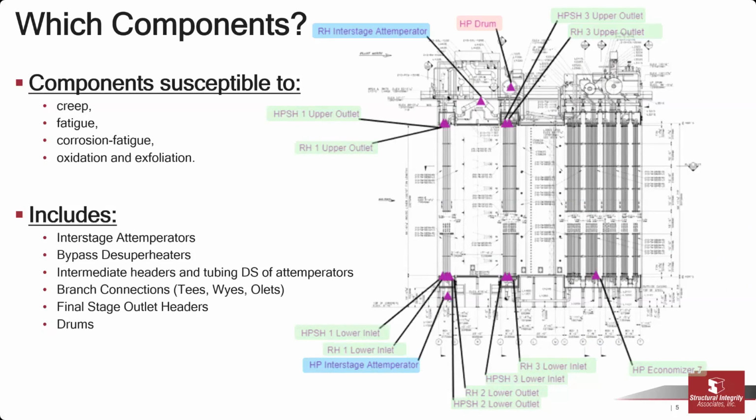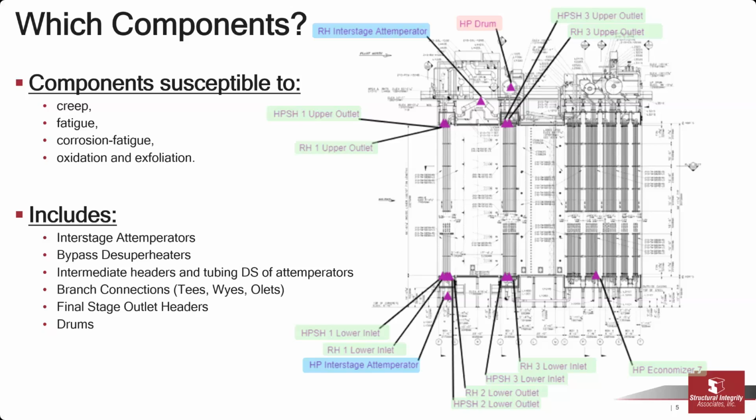Anywhere you expect to have a large temperature differential that could cause stress and cracking, we want to monitor that component. And you also have the capability to look at your creep fatigue interaction and corrosion fatigue, and then oxidation and exfoliation as well. Those are some other goals of the monitoring.